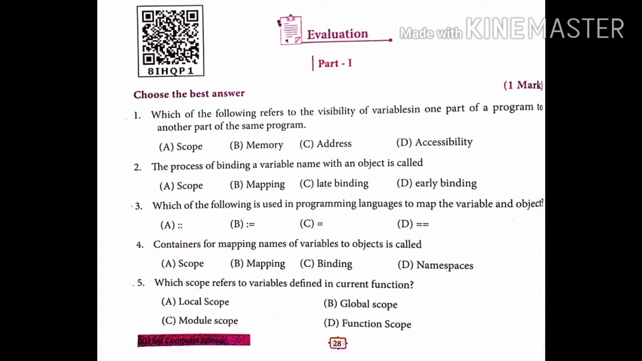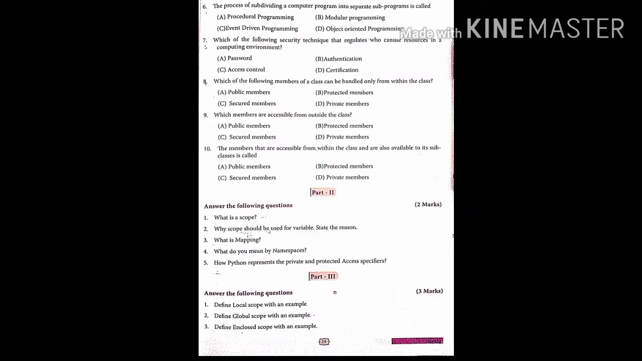And the fifth question, which scope refers to variables defined in current function? And the correct answer is local scope. Moving on to the next question. Sixth one, the process of subdividing a computer program into separate subprograms is called option B, modular programming.